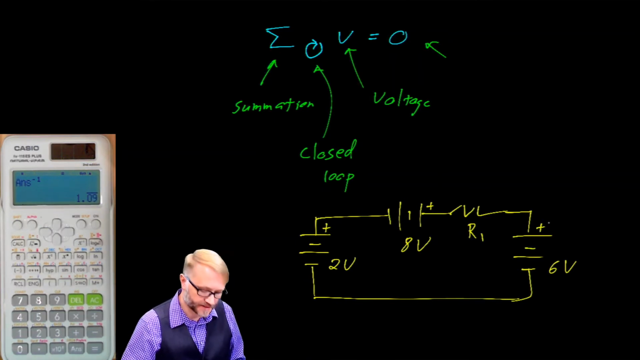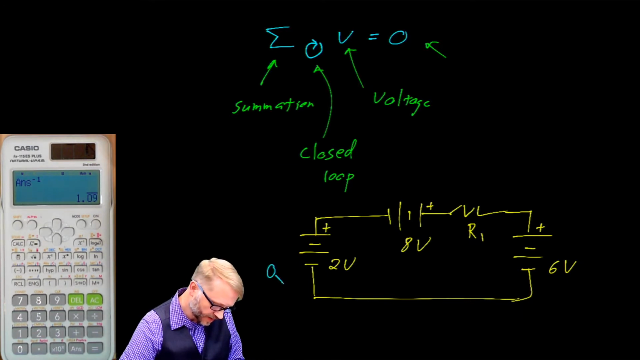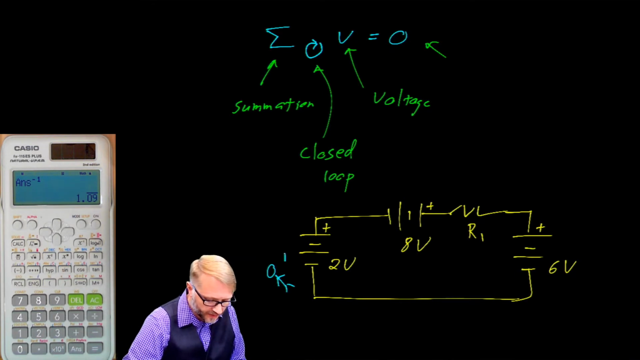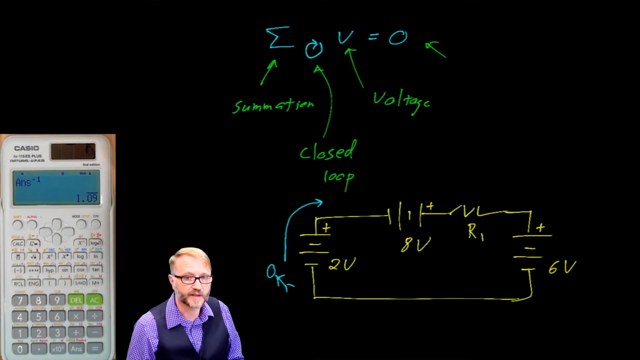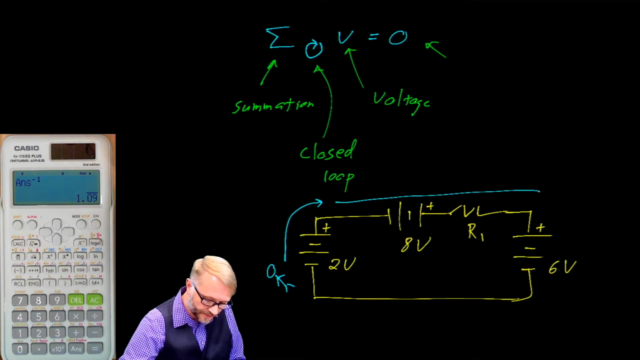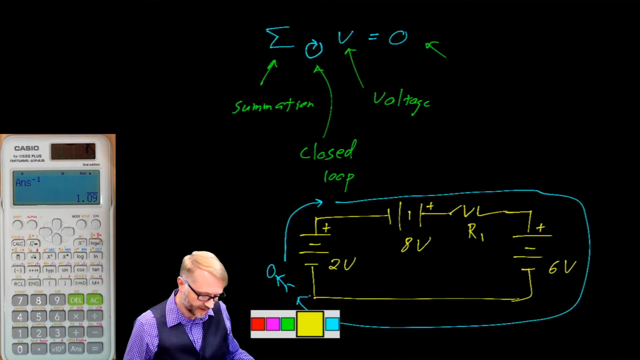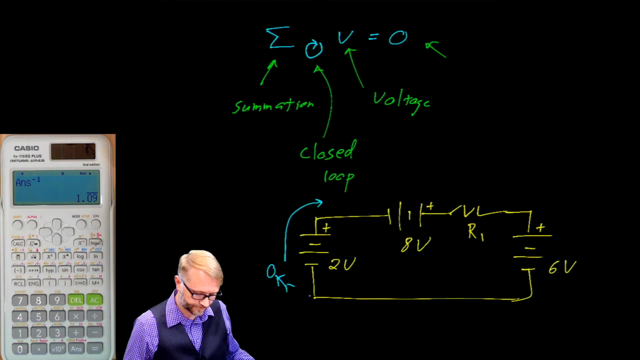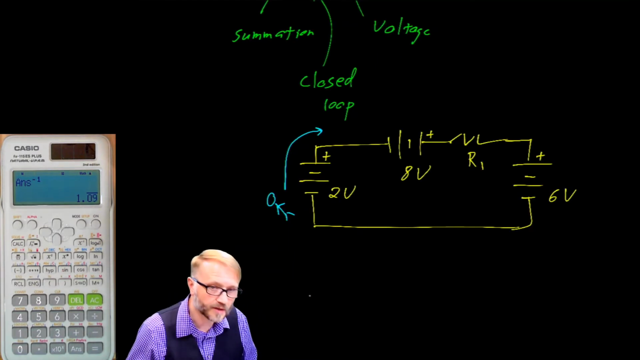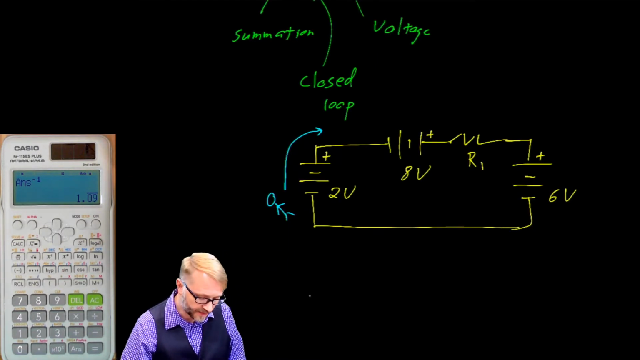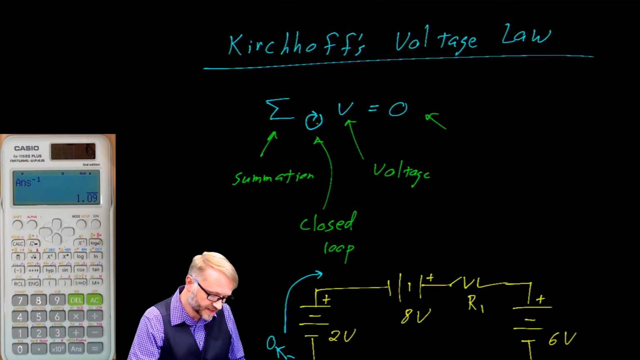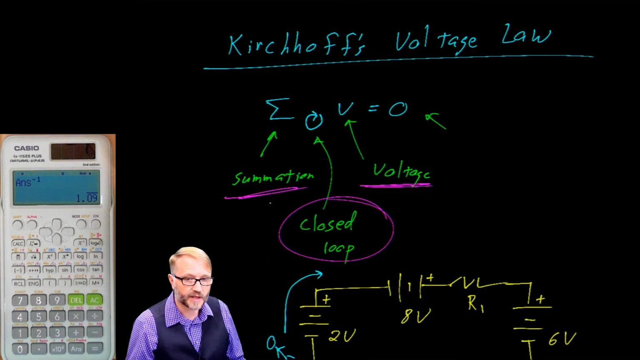Here's how it works. We are going to start in the lower left-hand corner, and we are going to take a walk on this circuit. We are going to walk in a closed loop. So we're going to walk all the way around the circuit back to where we started again. Again, a closed loop. Along the way, we're going to add up the voltages, which is what this piece says. So the summation of the voltages on a closed loop should equal 0.